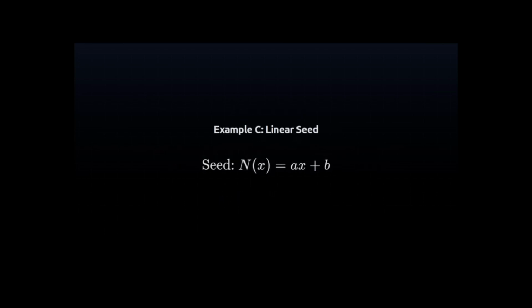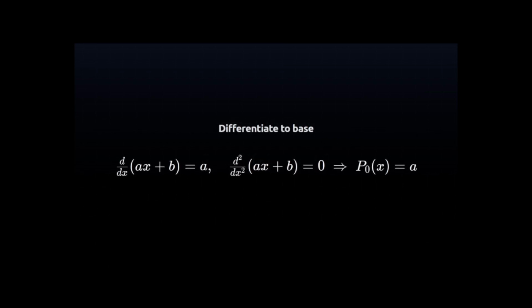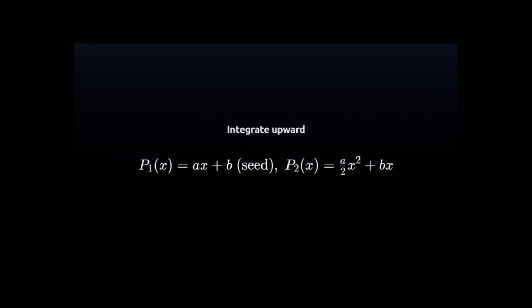Now try a linear seed. N of x equals ax plus b. Step 1, differentiate to find the base. The derivative of ax plus b is a. The second derivative is 0, so the base is p0 equals a. Step 2, integrate upward with constant 0. p0 is a. p1 is ax plus b, which is exactly the seed level.